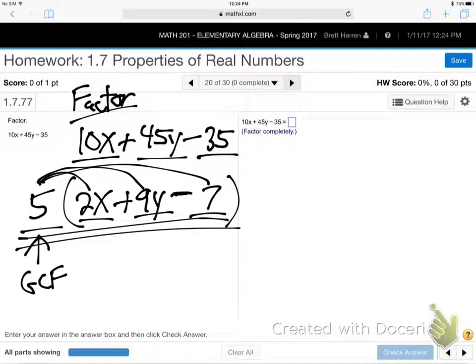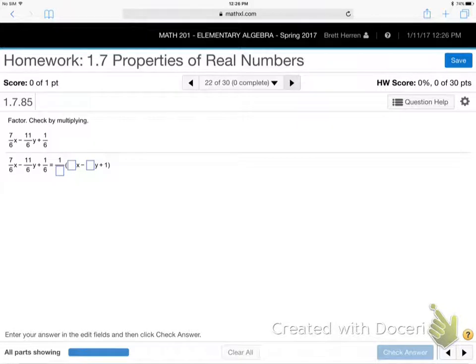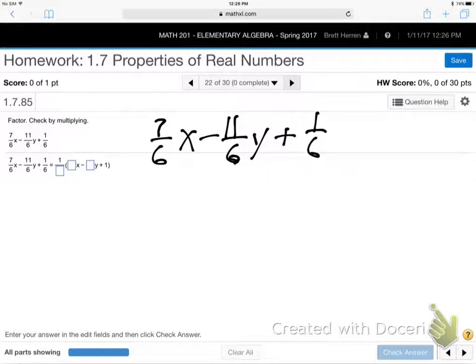Good there? So let's try. Okay, so we have 7/6x minus 11/6y plus 1/6. And they're kind of giving me some help. They're saying it's a big old parenthesis, and it's going to be 1 over something. See how they're telling me that in the answer setup? 1 over something.